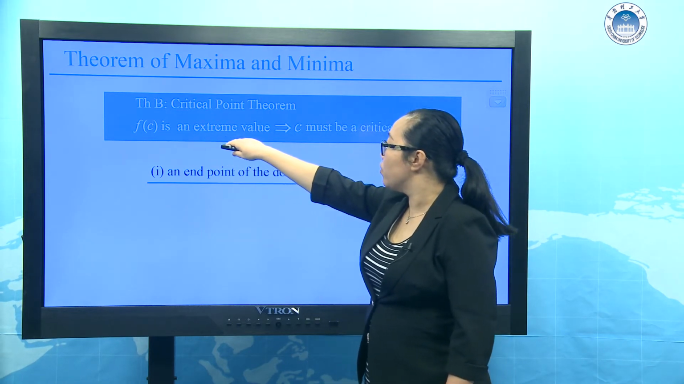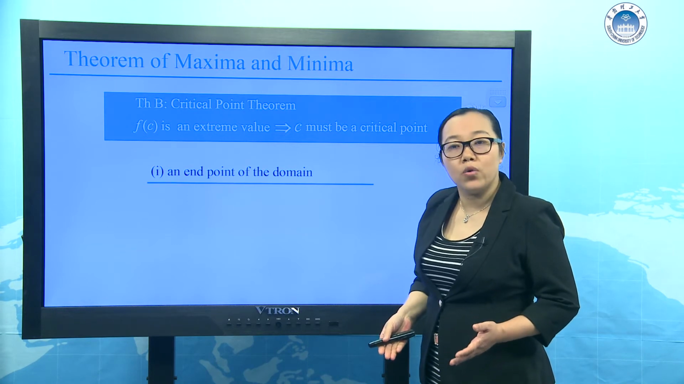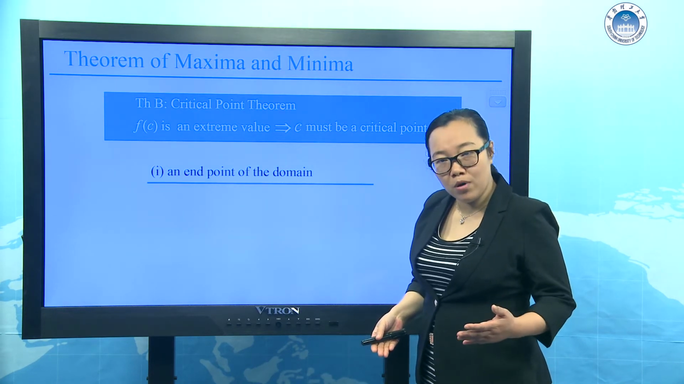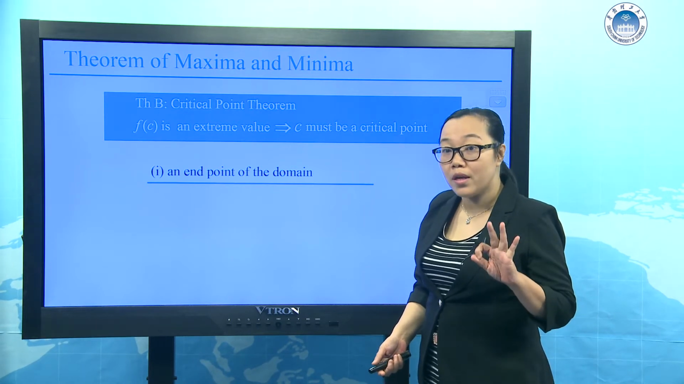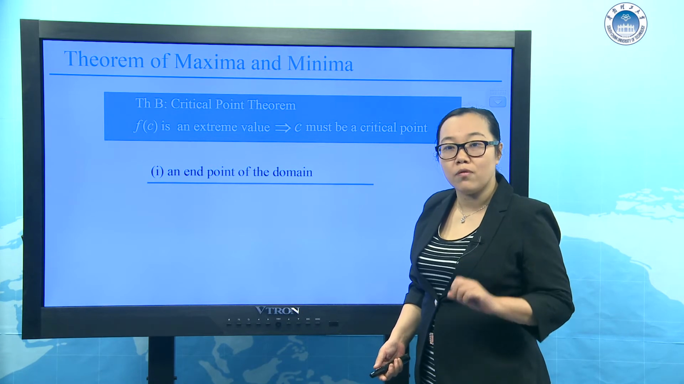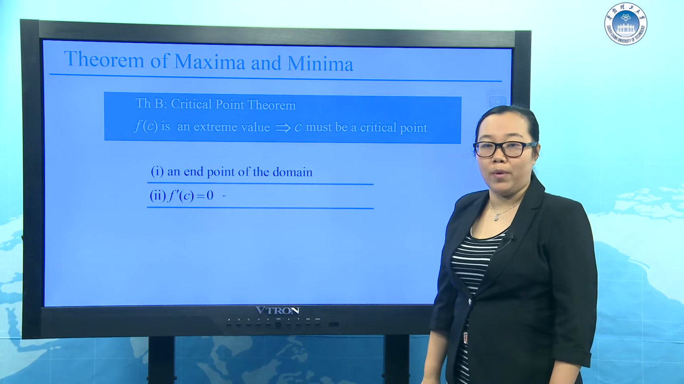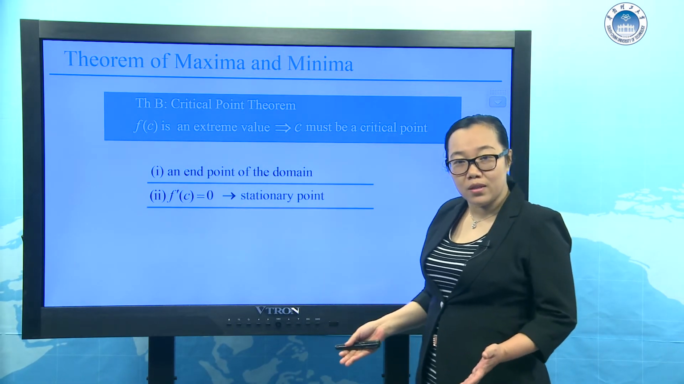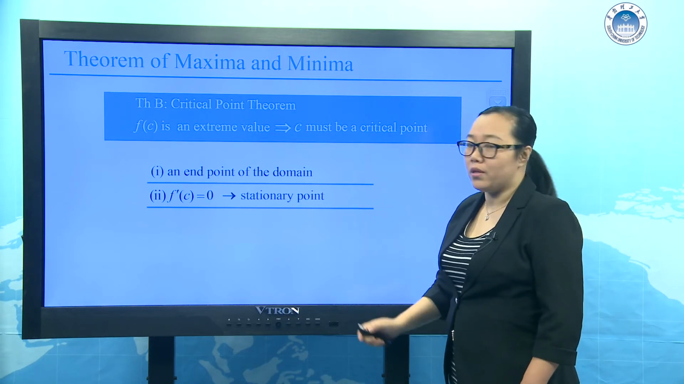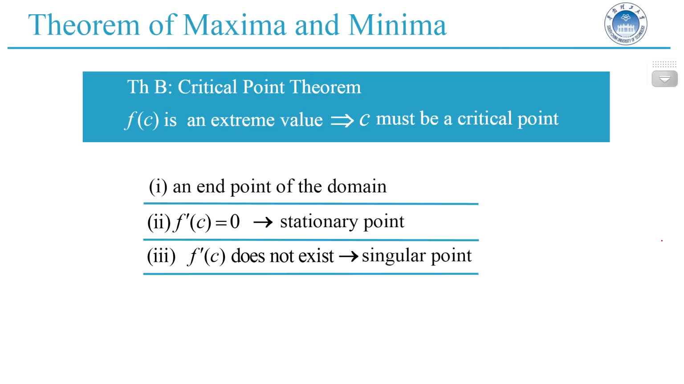Now look at the following Theorem B, the critical point theorem. If f(c) is an extreme value, then c must be a critical point. Do you remember what a critical point is? Yes, there are three cases, three kinds of points. Case 1: c may be an endpoint of the domain. Case 2: f prime of c equals 0, so c is a stationary point. Case 3: f prime of c does not exist, so c is a singular point.